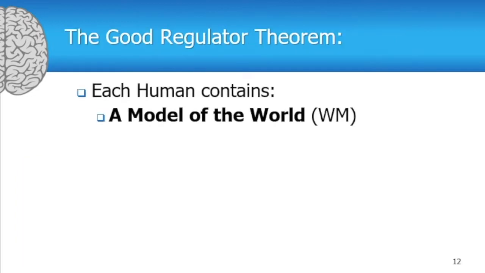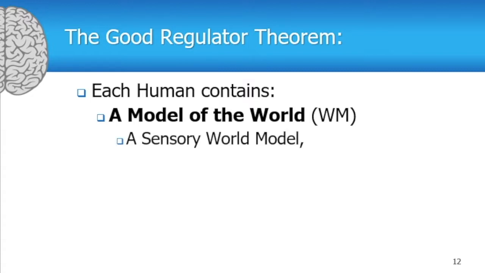So each human contains a model of the world. The main purpose of this world model is to predict future states of the world. Accurate predictions allow an agent to plan an effective action which has the best chance of achieving the agent's goals. The world is not completely deterministic, so we cannot have perfect predictions. Our goal is to optimize the accuracy of our predictions.